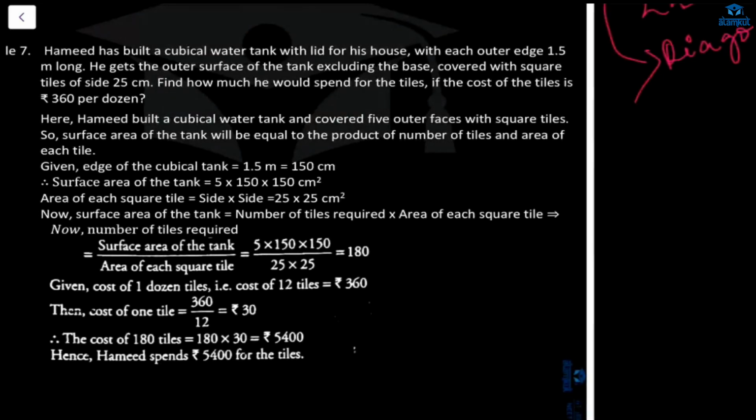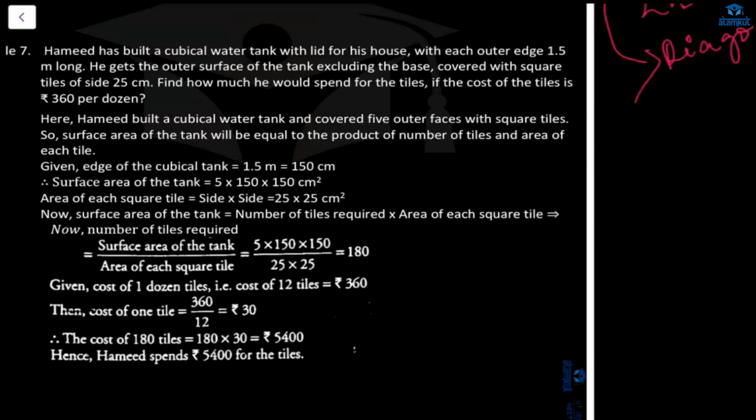Now, Hamid has built a cubical water tank with lid for his house with each outer edge 1.5 meter long. He gets the outer surface of the tank, excluding the base, covered with square tiles. See, it is already mentioned in your question that he has excluded the base. So accordingly, you are going to find out. He gets the outer surface of the tank, excluding the base, covered with square tiles of side 25 centimeter.